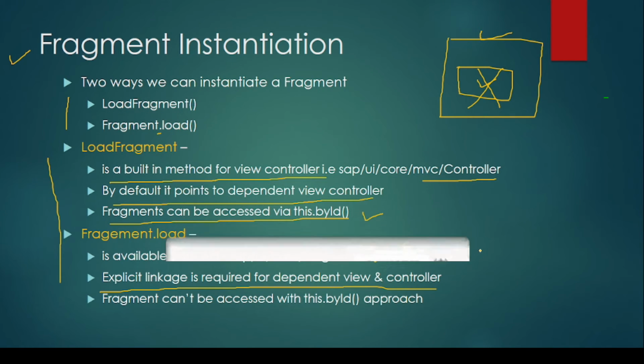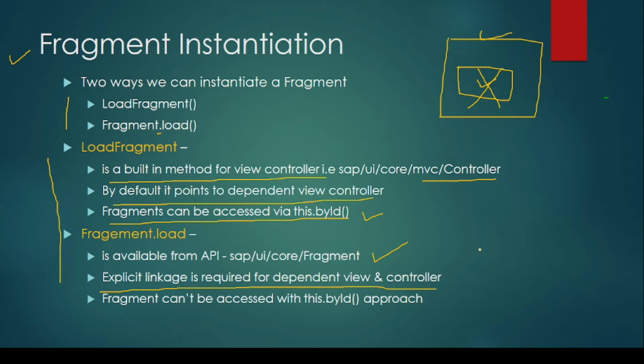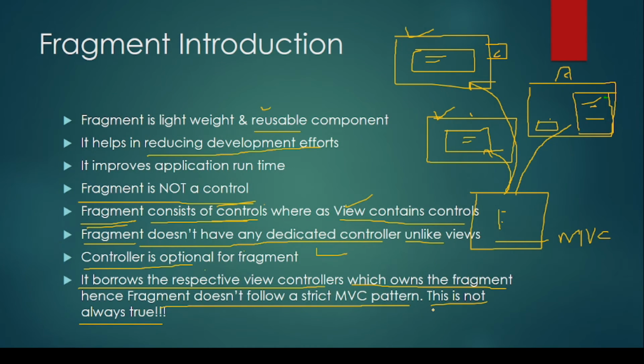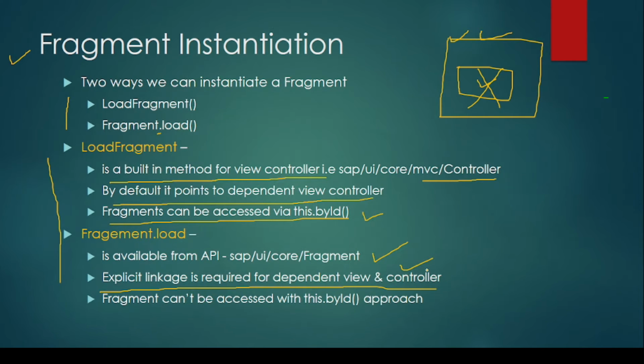Otherwise, the application developer has to explicitly handle that. And if we don't do this, what will happen? The parent gets destroyed, but this one does not get destroyed. So it will give you a duplicate ID error if you don't handle it well. It's the developer's responsibility. The controller is a catch, because in the last slide I said this is not always true. In this case, I have a provision in the Fragment.load approach to tell who will be my controller. So it's not necessarily my view controller I need to link to. Any other JavaScript file I can also specify, saying, hey, this is my controller, and it will accept that.